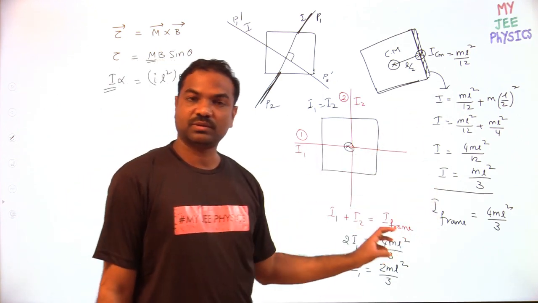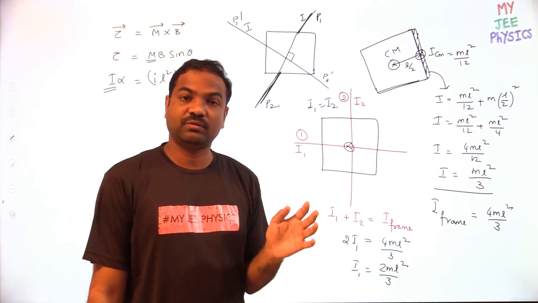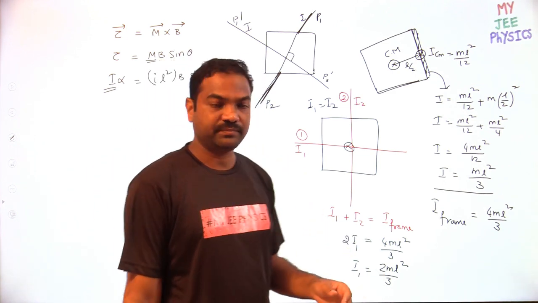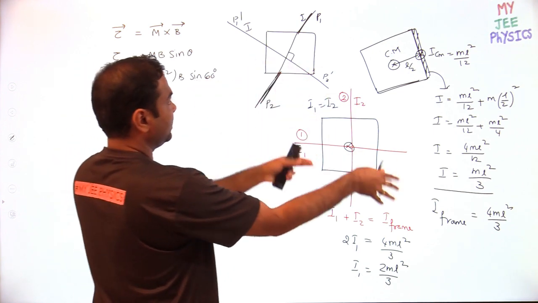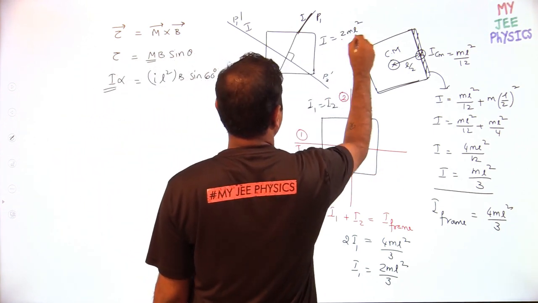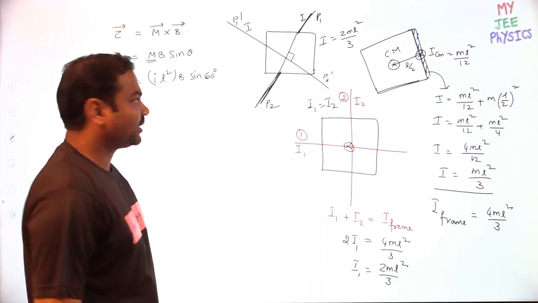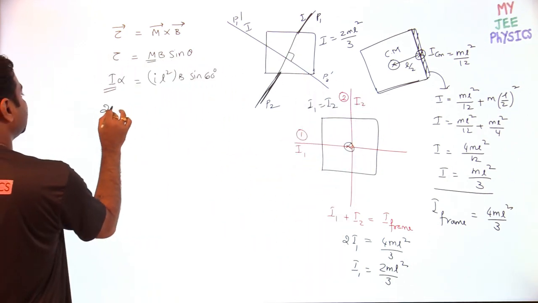So please go through the moment of inertia also, because moment of inertia also has very good weightage in JEE Advanced. Okay, so what is the moment of inertia I can write down now? I is equal to 2ml square by 3. So every axis in the plane of the object will have the same moment of inertia.